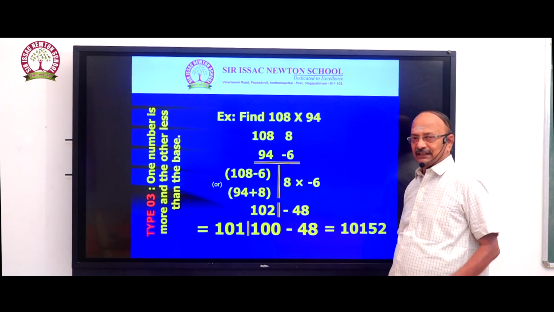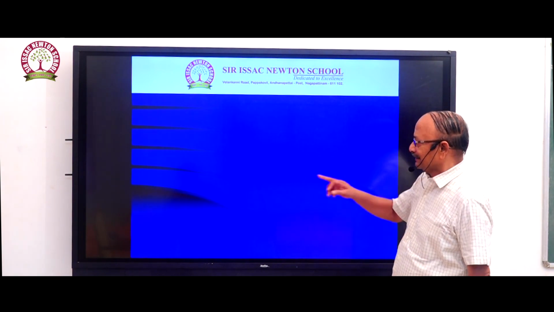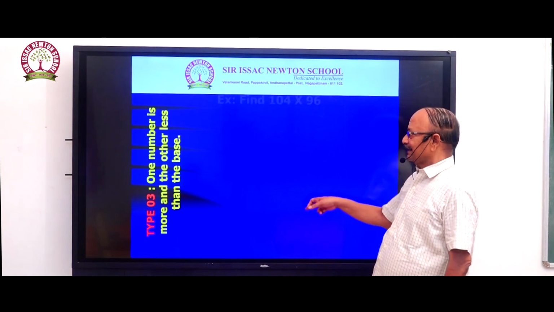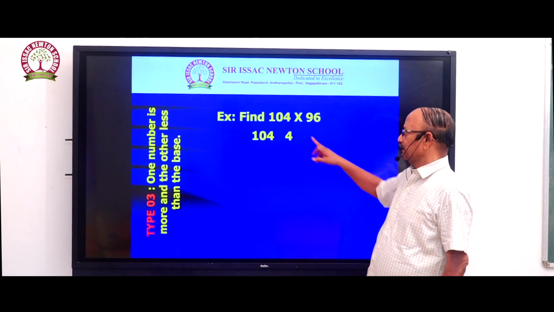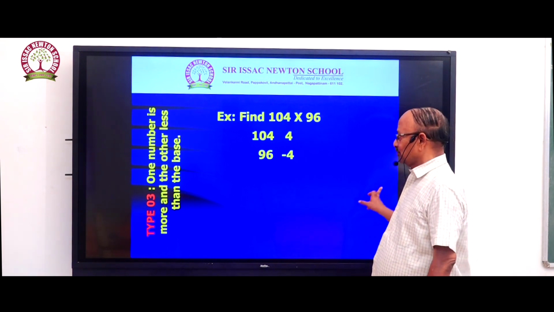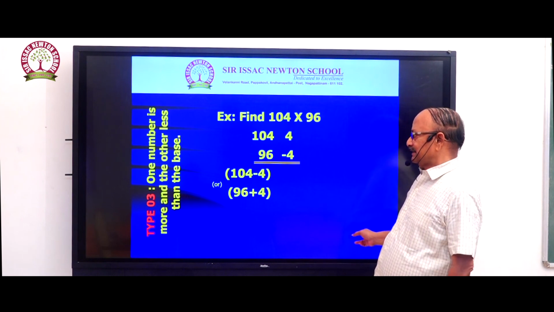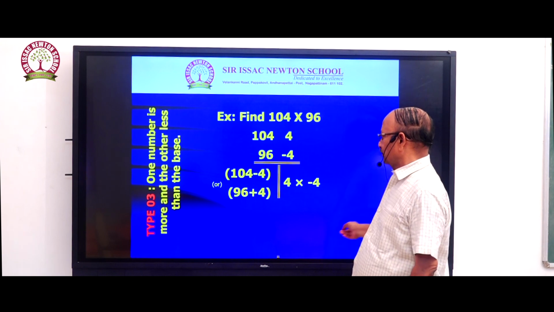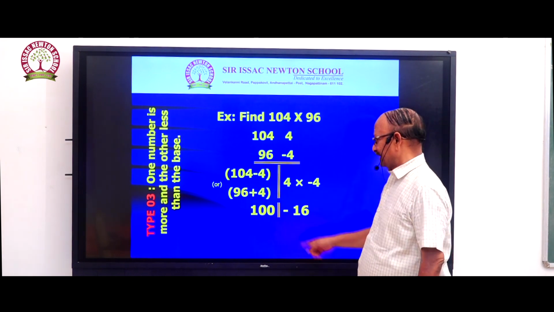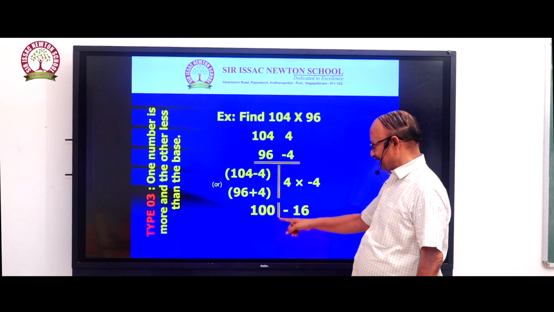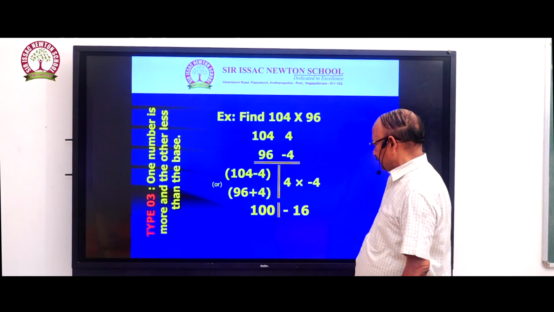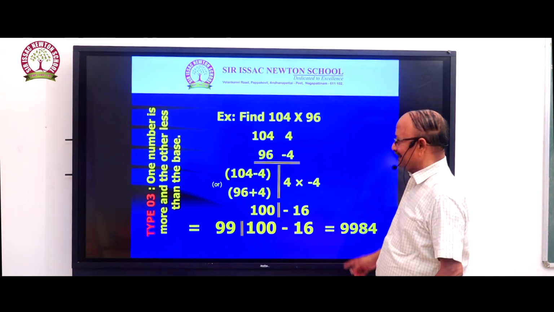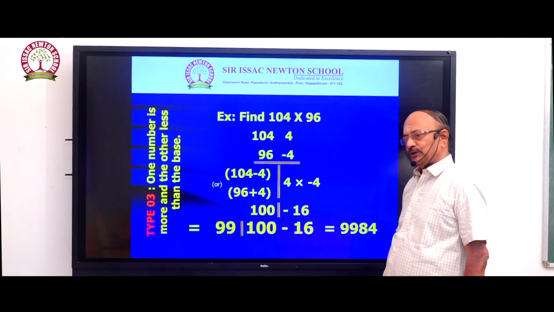Since we got negative sign, we have to be very careful in doing the third type, which is one more than the base, the other number less than the base. Let us see one more problem in this. 104 is 4, 96 is minus 4. So diagonally we have to add, which gives 100. Here 4 into minus 4, which gives minus 16. Here the value is 100. Since here I have minus sign, I borrow 100 from here. So this will become 99, and 100 minus 16 will be 84. So 99, 84 is the answer for 104 into 96.